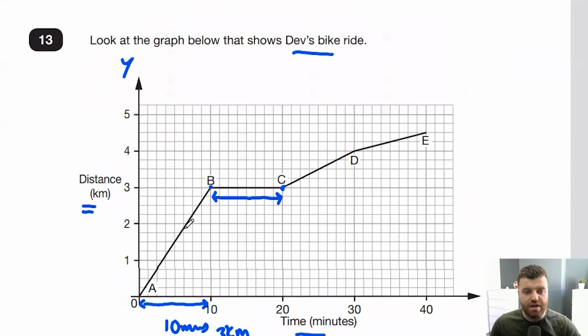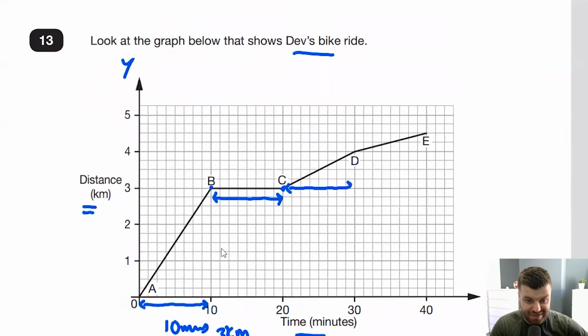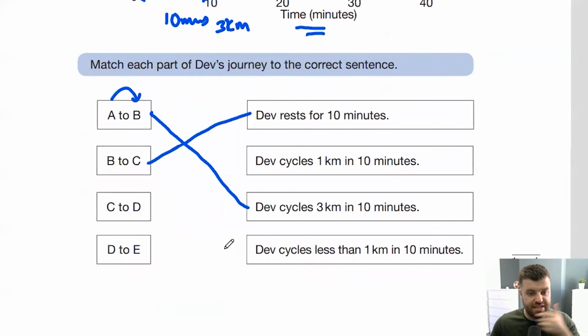Let's keep going. We're going to now go from C to D. That is another 10-minute gap, so that's nice to know. And this time we've gone up to, we go across, pardon my not very straight line, 4. So we've traveled 1 kilometer. So from C to D, Dev has traveled 1 kilometer in 10 minutes. Is that an option? Yes.